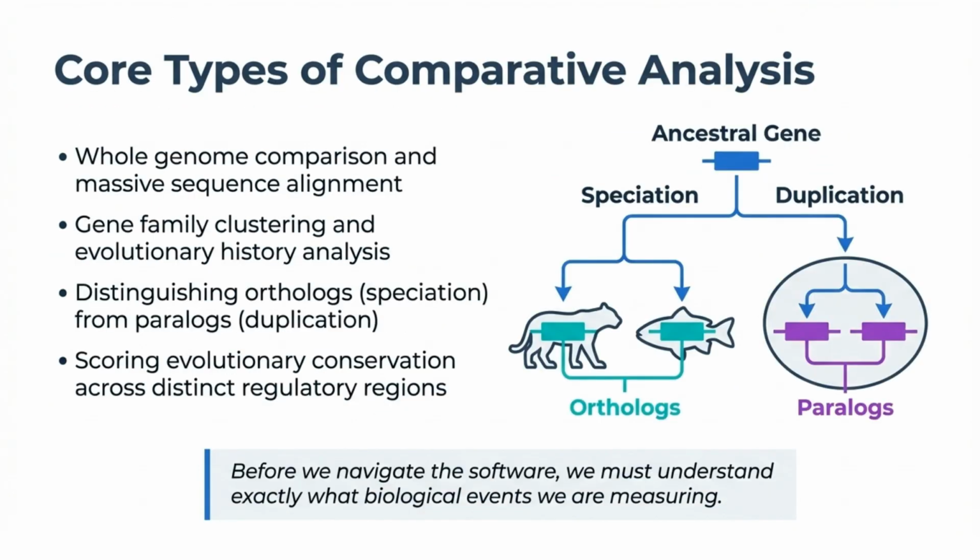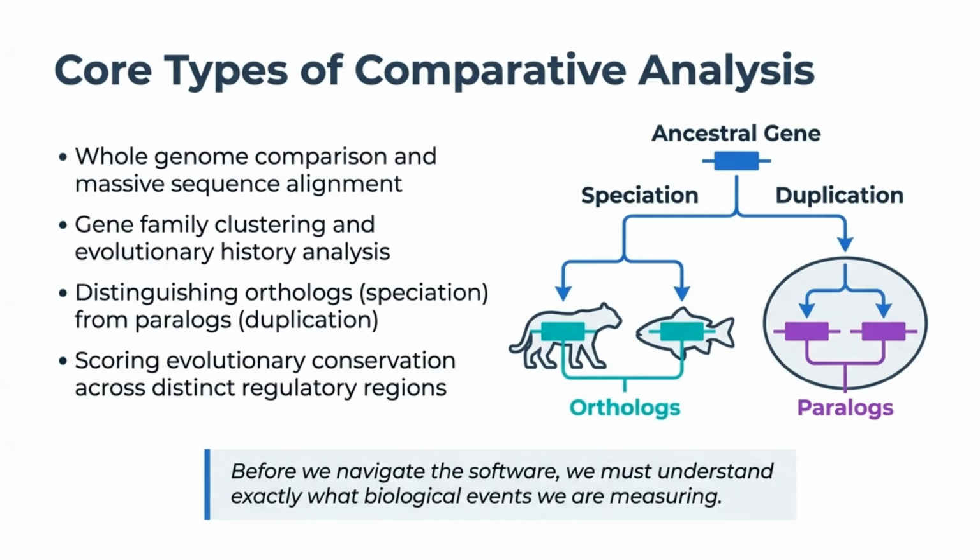There are several major ways to perform comparative genomic analysis. One is whole genome comparison, where large genomic regions or entire genomes are aligned to identify shared and unique sequences. Another very important concept is the distinction between orthologs and paralogs. Orthologs are genes in different species that originated from a common ancestral gene through speciation. These genes often retain similar biological functions.